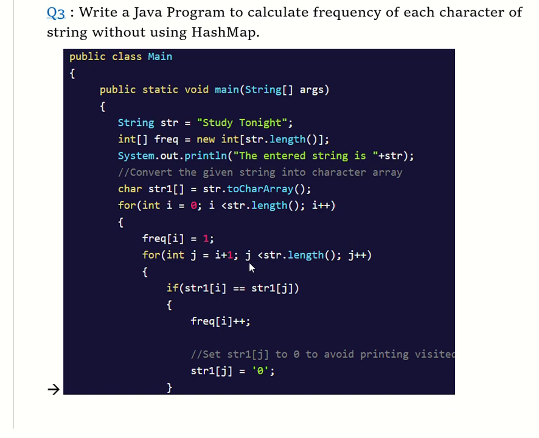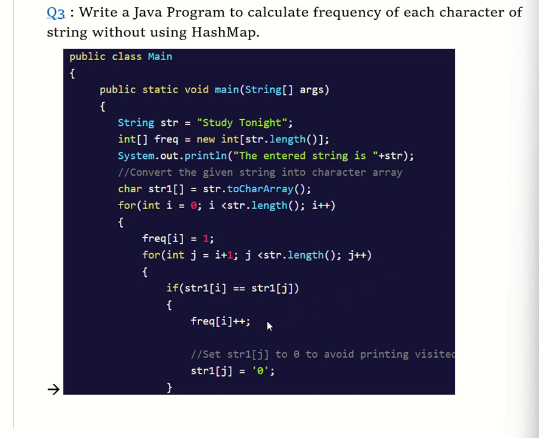Then we use another loop to iterate over the remaining characters. Then we check the condition: if str[i] equals str[j], then we check the total occurrence of the element. If the element occurs again, increment the value in the frequency array. Meaning here we are checking the occurrence of the element, comparing str[i] with str[j], and if the character occurs again, it will increment the frequency array.